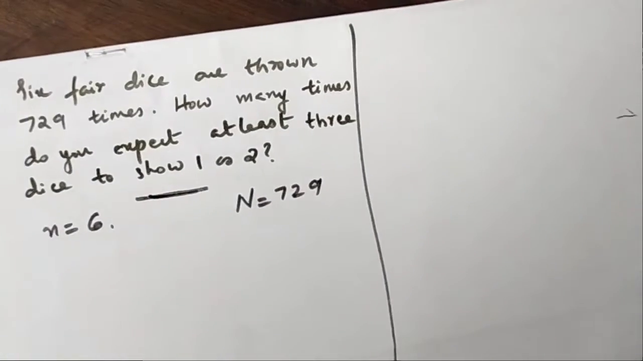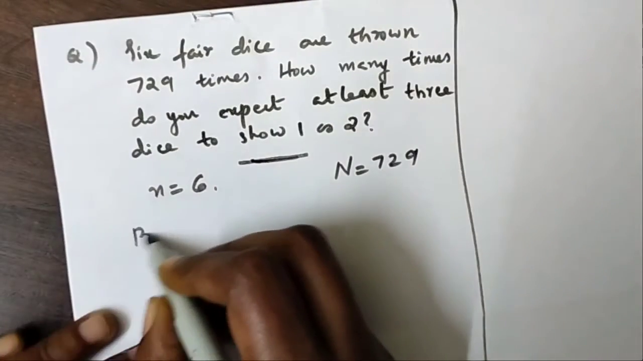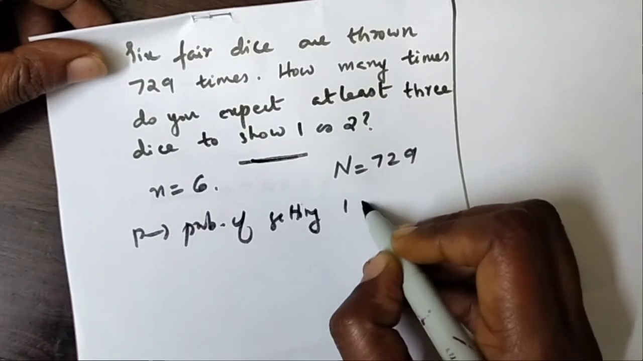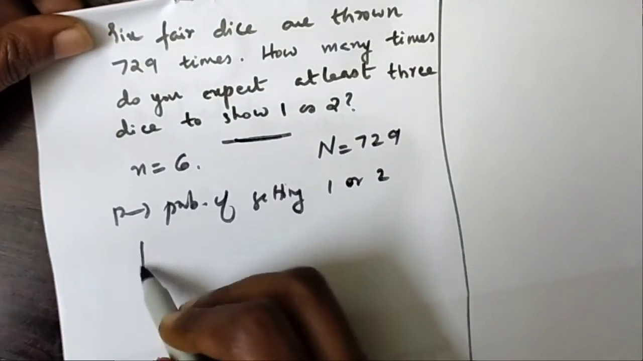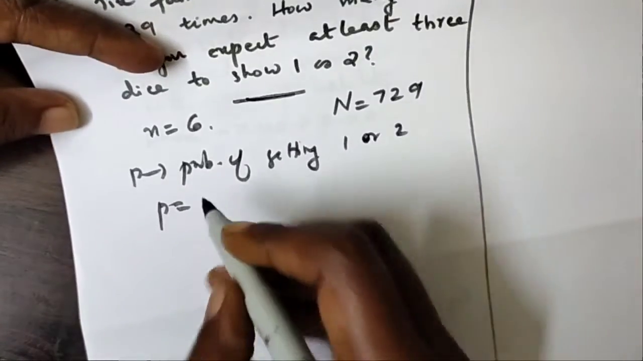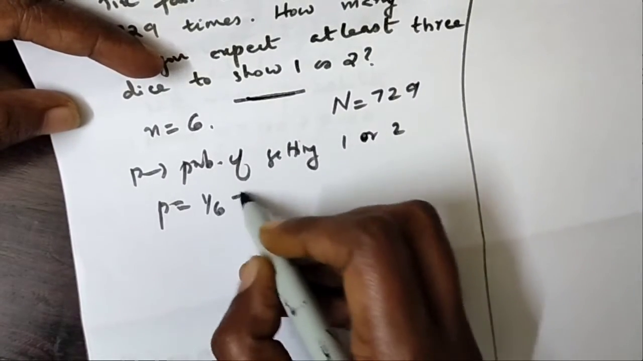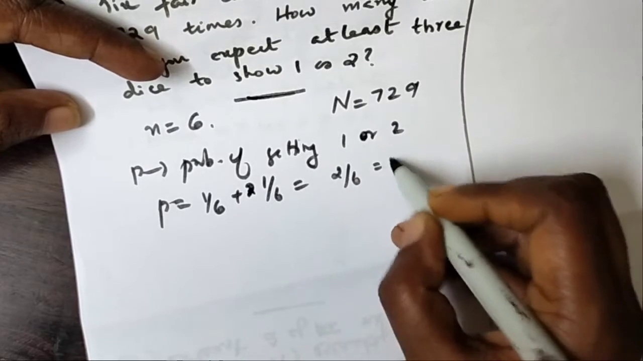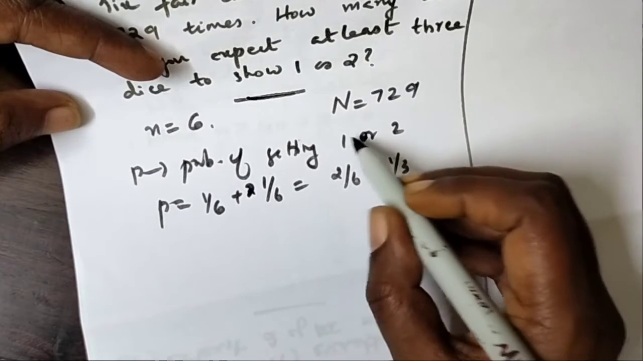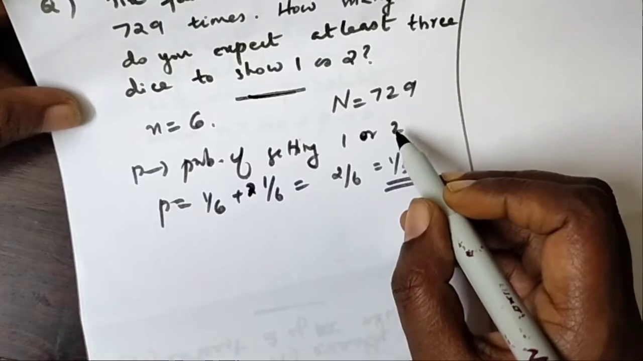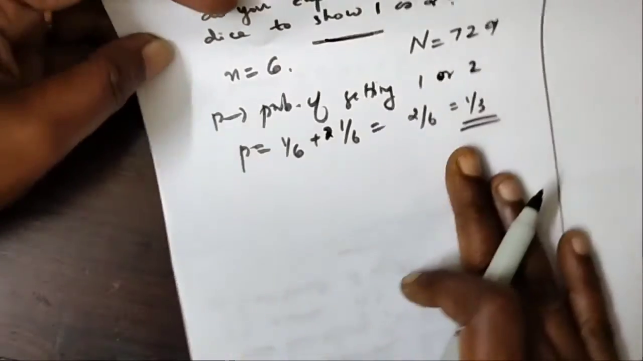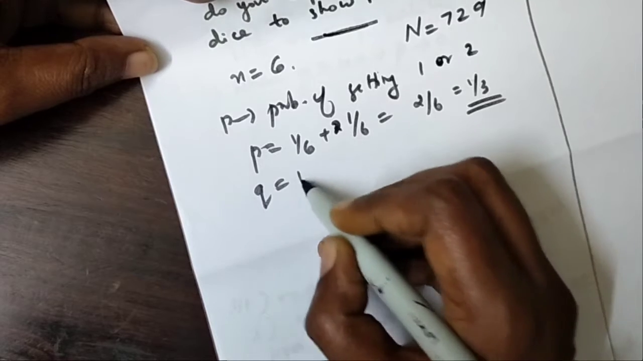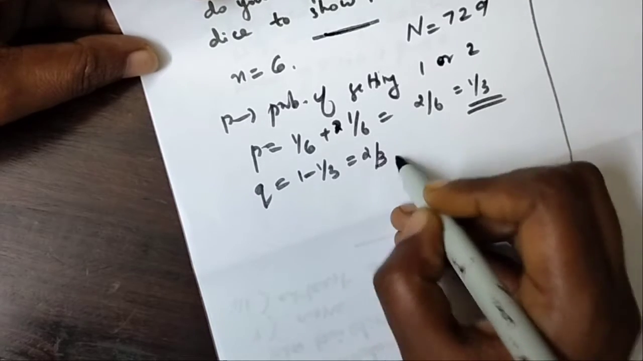Okay. So let P be the probability of getting 1 or 2. What is P? What is the probability of getting 1? It is 1 by 6. 2 also 1 by 6. So it is 2 by 6, or it is 1 by 3. 1 or 2 means probability of getting 1 plus probability of getting 2. So that is 1 by 3. Then Q is 1 minus 1 by 3. It is 2 by 3.